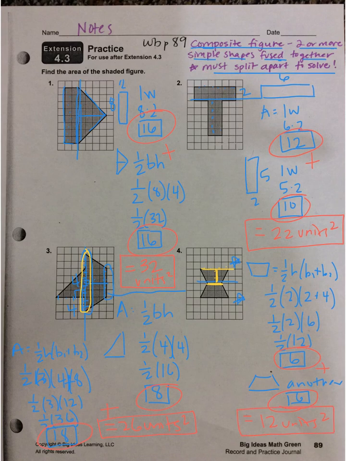Total. When you have composite figures, you must break them into smaller pieces, find the area of both pieces, and add them together again. You should have taken good notes as you were doing this on workbook page 89.